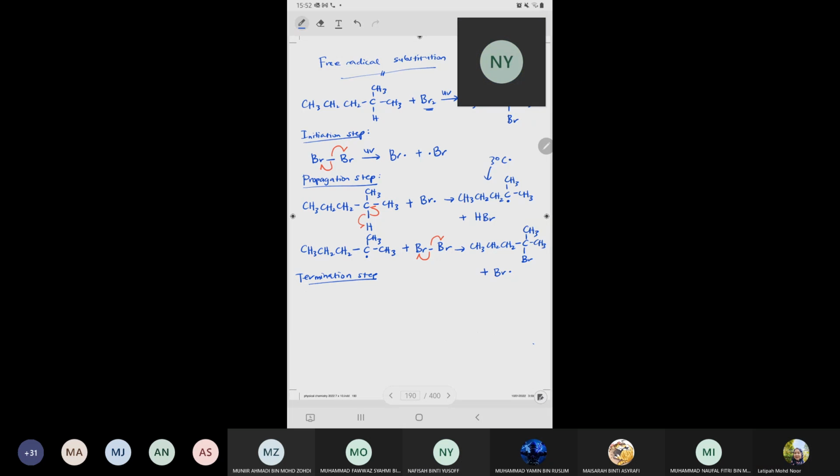So, apa kita buat? Kita kena gabungkan balik semua free radical yang ada. So, Br dot tambah dengan Br dot. Dapatlah balik Br2. Okay. And then, what else? What are the free radicals that we have? The tertiary free radical.